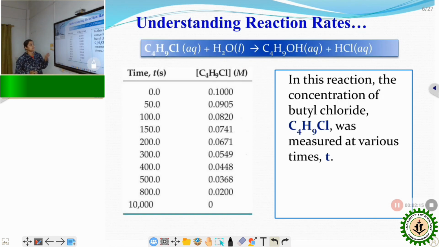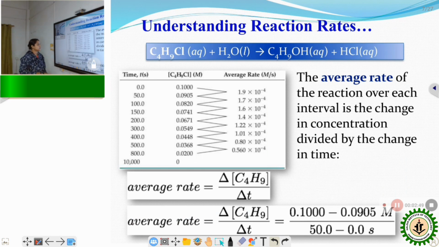So if we take a simple example, say the conversion of N-butyl chloride to N-butanol, if we see the data here, in the very initial state when the reaction is just starting at time 0, the concentration of N-butyl chloride is, say, 0.1 molar. Now as time goes on, the concentration of N-butyl chloride is constantly decreasing, and at the end of the reaction it becomes 0. So if we measure the change of concentration of N-butyl chloride with respect to time, we can get the rate of the reaction.